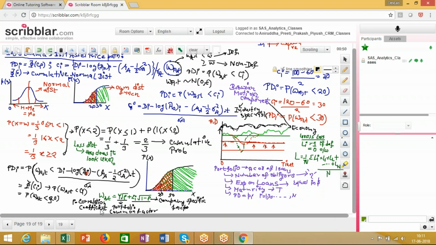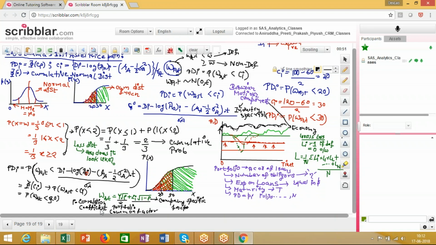Now, a very high value of rho shows that a firm is very highly associated with the portfolio common factor, whereas it is less affected by the company specific risks. So the choice of this rho will decide whether a particular borrower has a high association or a low association with the portfolio factor.